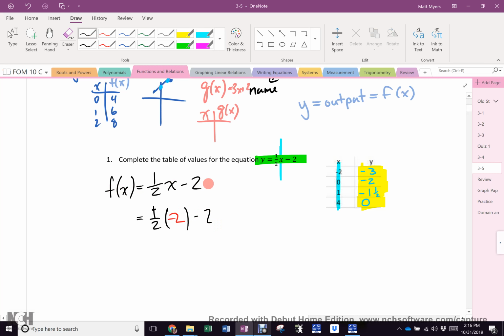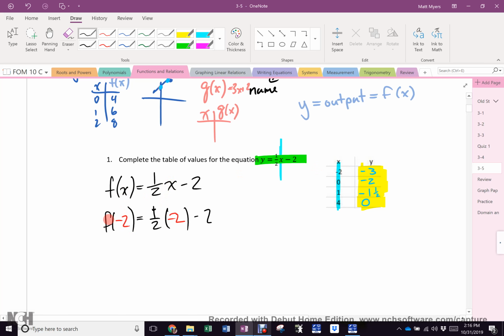The f of x is this, right? But the f of 2, sorry, not 2, the f of negative 2 is this. Does everybody see? What letter does that negative 2 represent? What letter do you see there? So what do we put there?